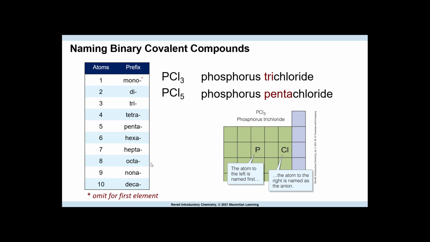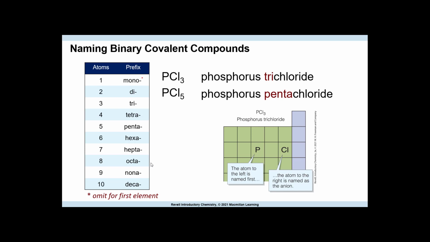So if it only contains one atom in the first element, this is a rule for the first one only, then by default we don't use the word mono. We just leave it off. So we just would say phosphorus instead of monophosphorus. But if it's for the second one, we do use it for the second naming, for the anion.